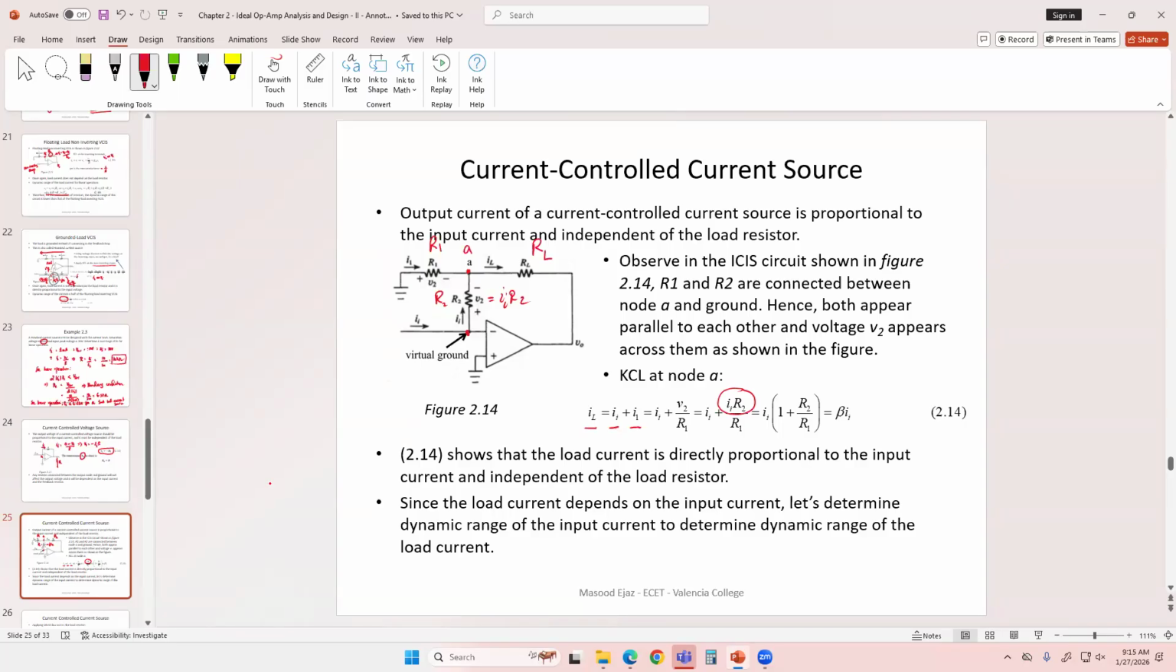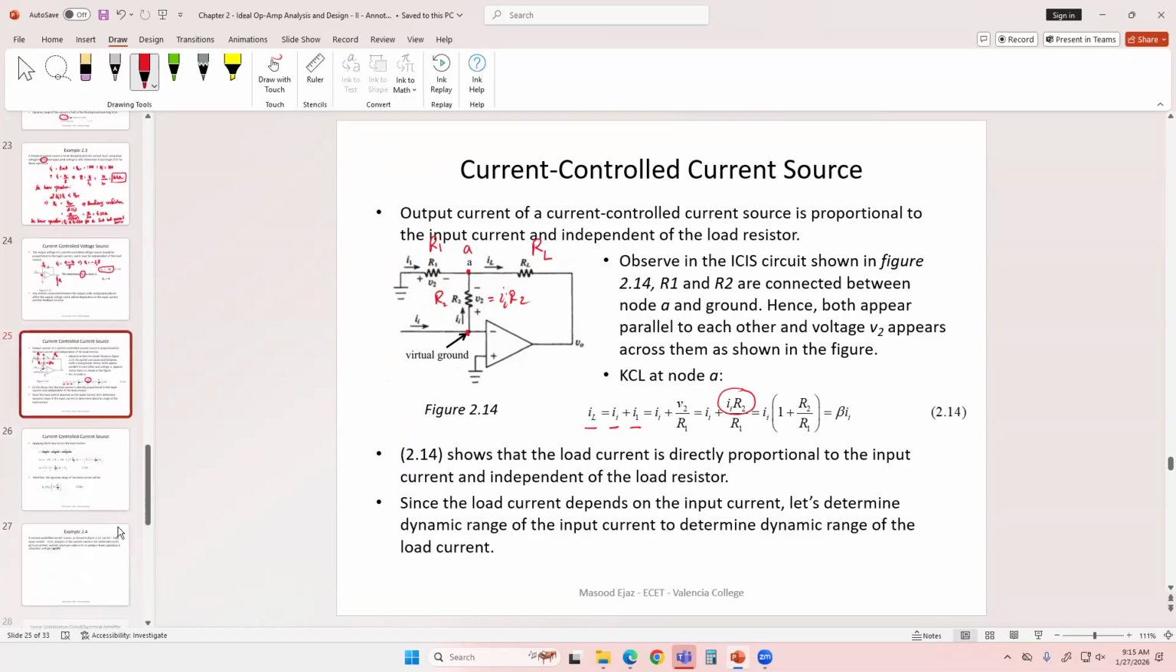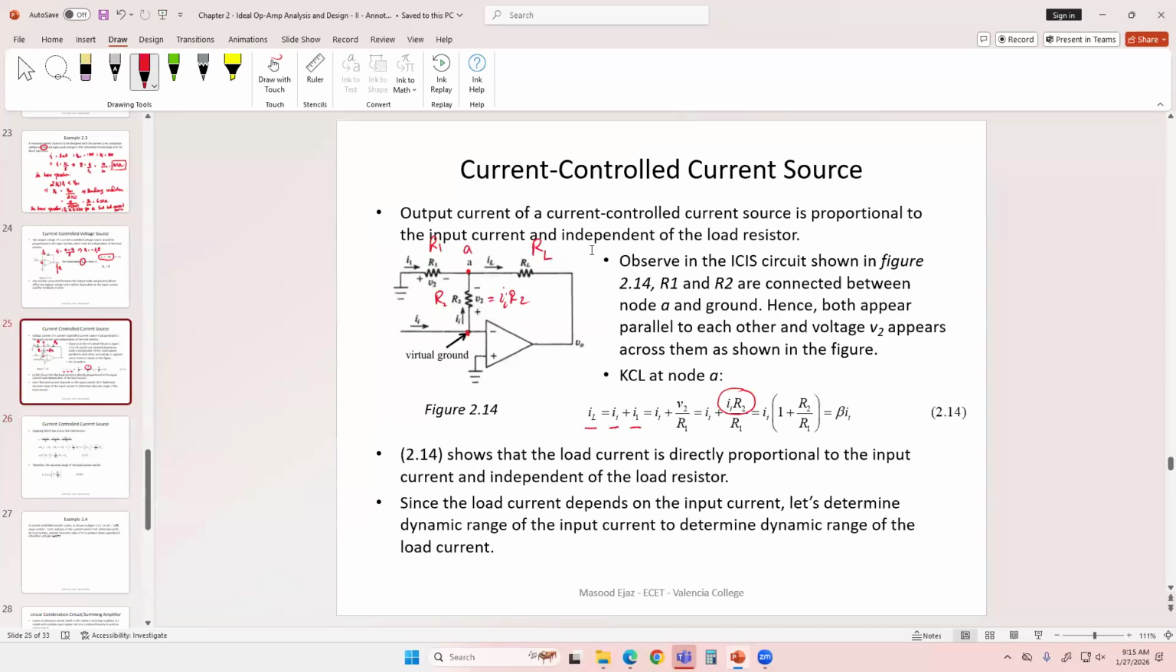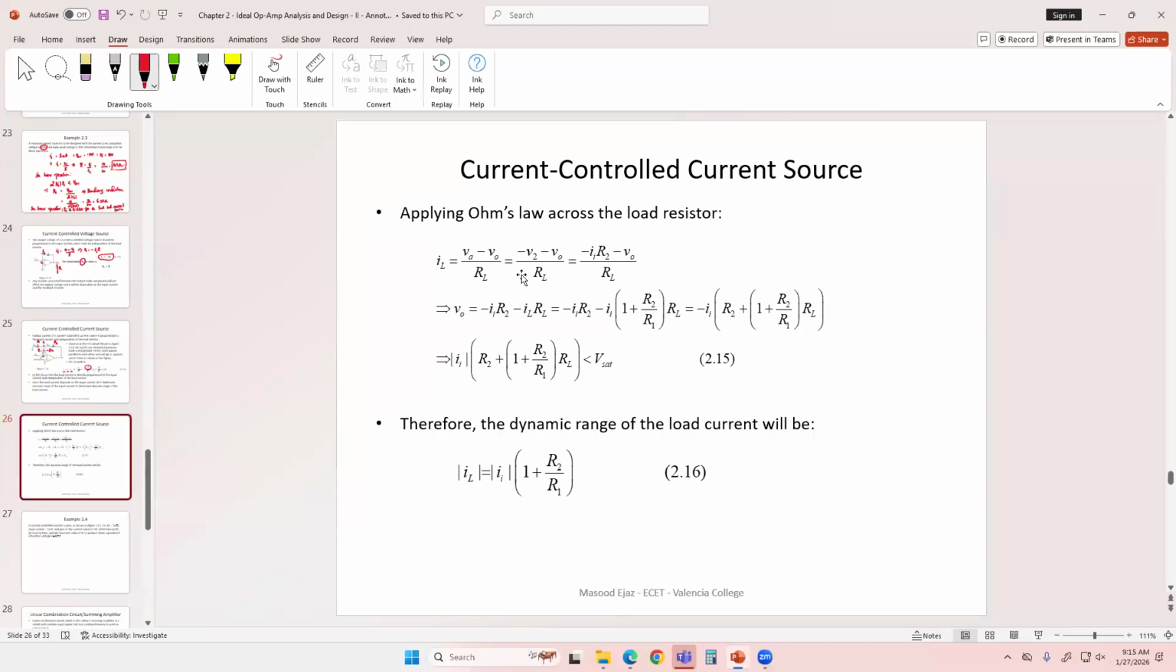Let's determine the dynamic range of the input current, like we did last week, to determine the dynamic range of the load current. We can apply Ohm's law across the load resistor: VA minus V out over RL, which will be equal to IL.